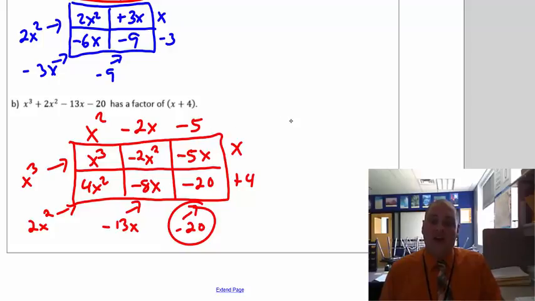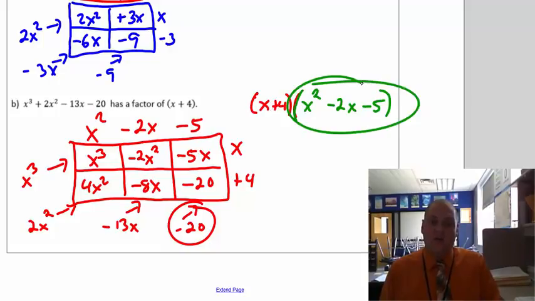So what's my other factor? One factor is x plus 4. My other factor is just x squared minus 2x minus 5. Okay? So that is my other factor right there.